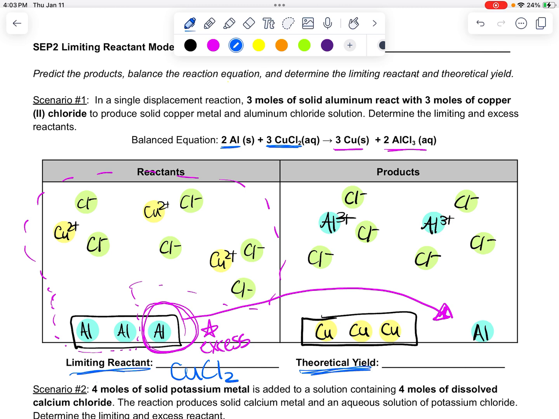And I can literally just count in my product box what I have. So I have 2 moles of AlCl3, and I have 3 moles of copper. So my theoretical yield comes from math and comes from that balanced equation. And luckily we're using moles instead of grams, so our numbers are nice and round. But if they were masses, then it would be different. We wouldn't be able to model that really at the particulate level.